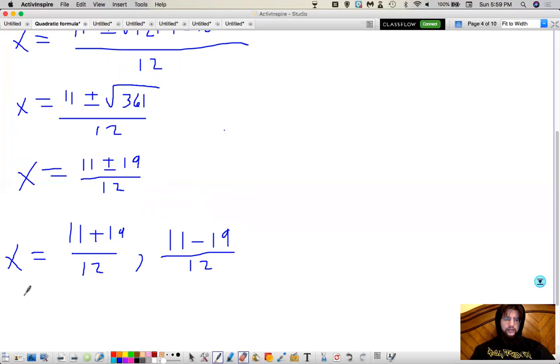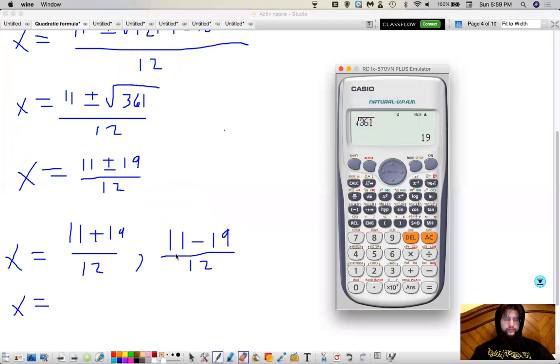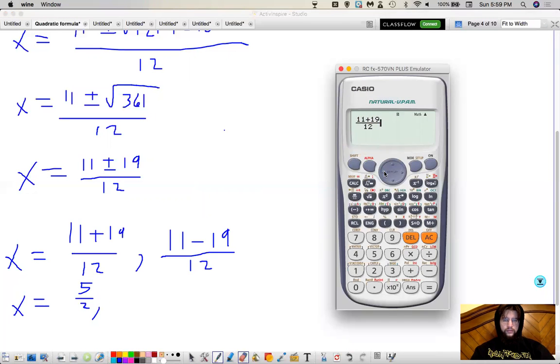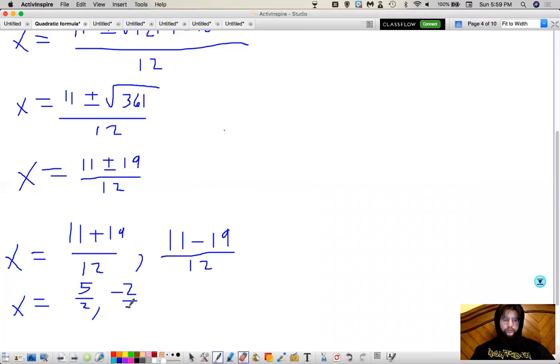Then we type that in. 5 halves. Negative 2/3. And those are our answers.